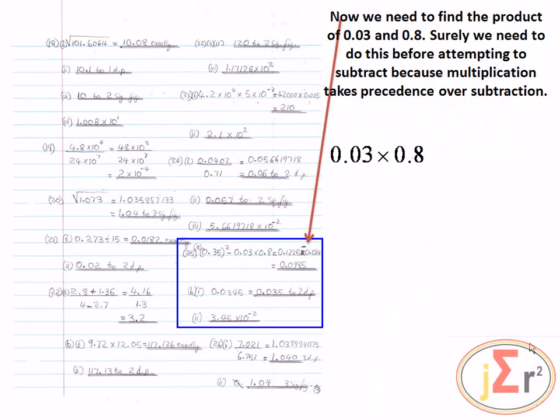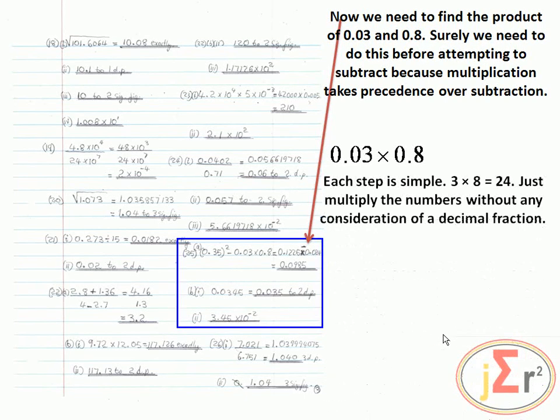Now we need to finish the product of 0.03 and 0.8. Surely we need to do this before attempting to subtract, because multiplication takes precedence over subtraction. So what do we do? Each step is simple.